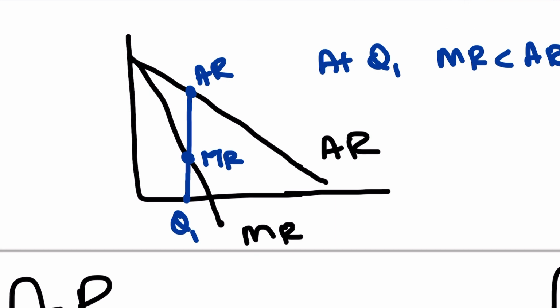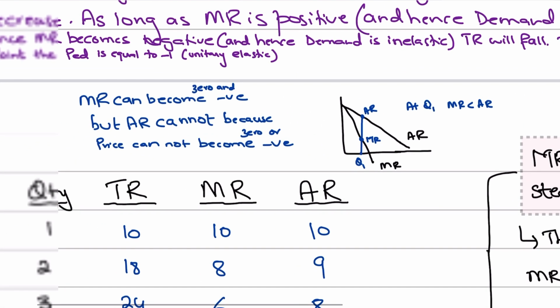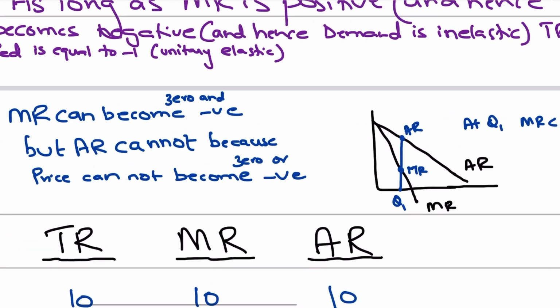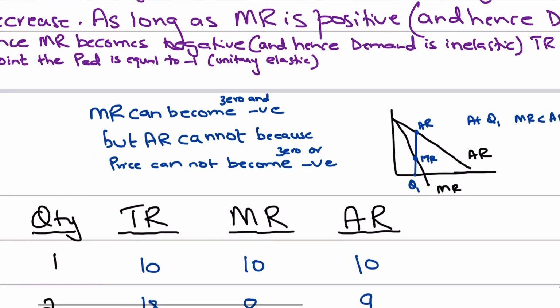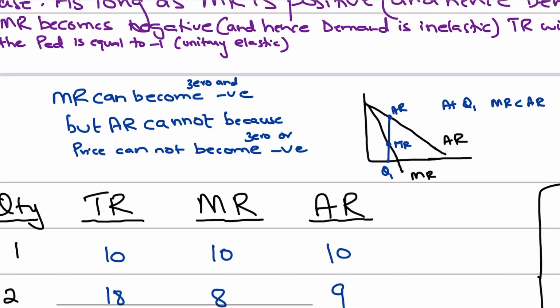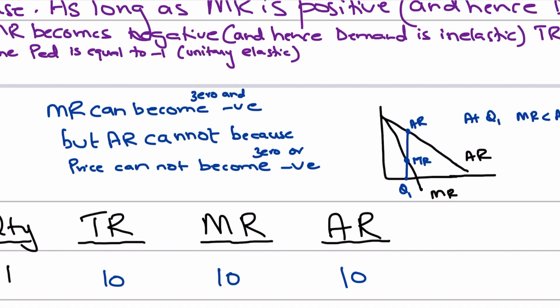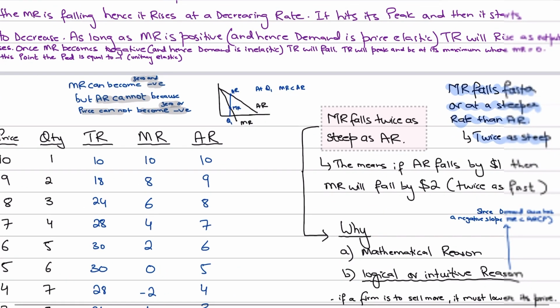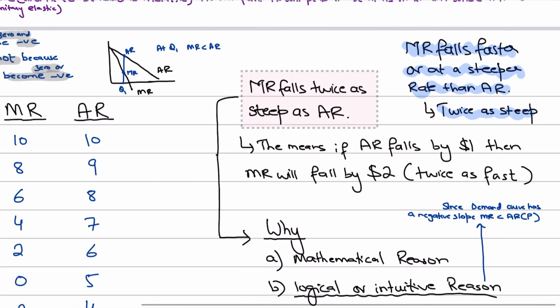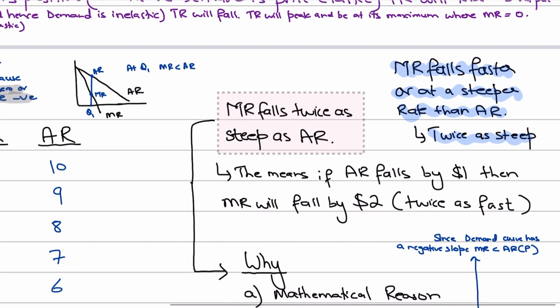But moving forward, I don't remember if I've mentioned this in this video or not, but since it's written here, I've made this on the slide: MR can become zero and negative. We've seen that. But average revenue cannot, because price cannot become zero or negative, right? Anyways, like I said, MR is less than AR. First of all, MR is less than AR at each quantity.